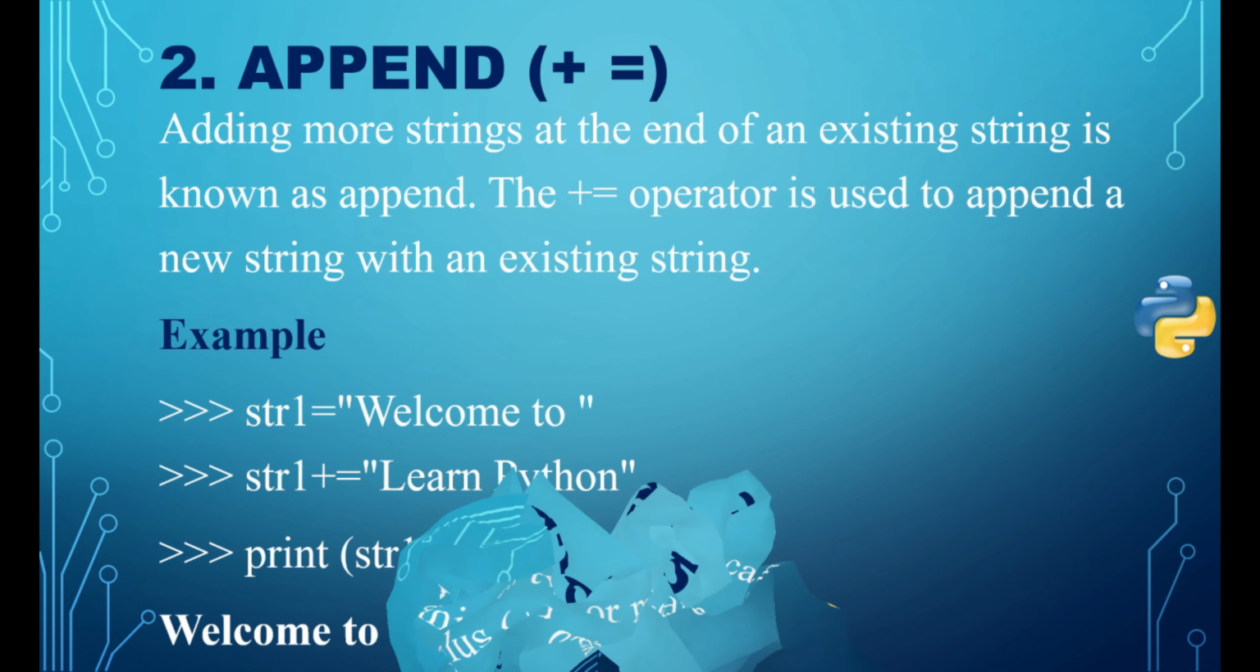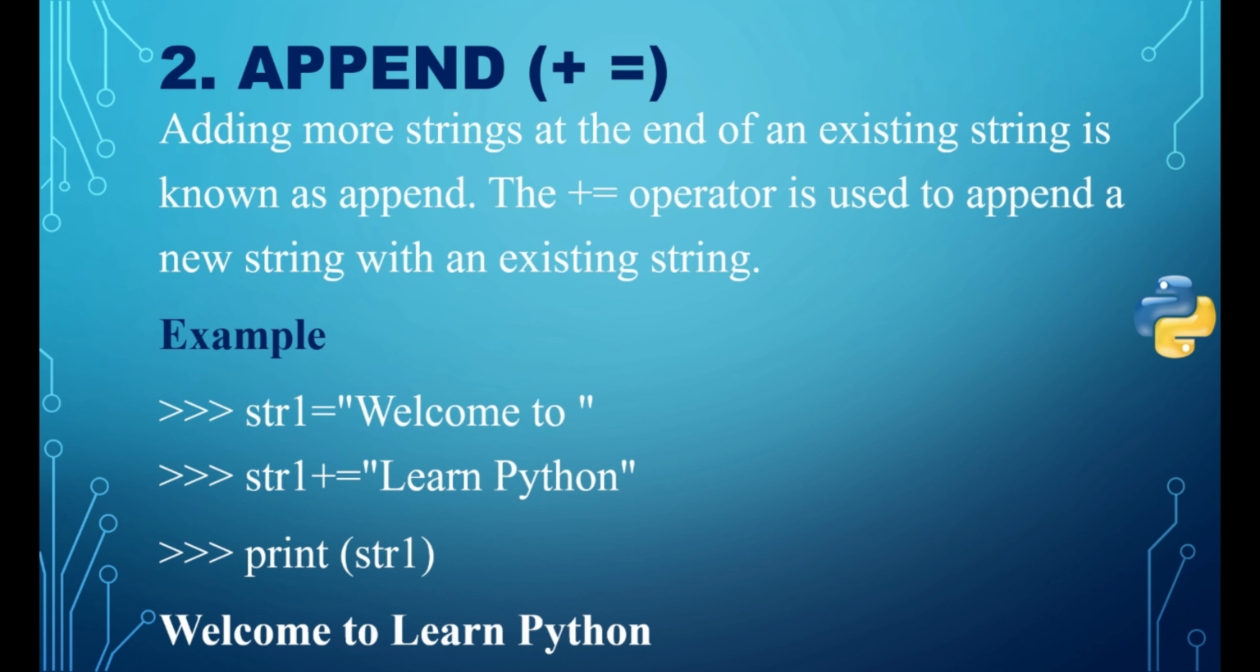Next, append. Adding more strings at the end of an existing string is known as append. The plus equal to operator is used to append a new string to an existing string. Simply, str1 equal to "welcome to", str1 plus equal to "learn Python". Now print str1. Why? Because only str1 was assigned. So the final result is "welcome to learn Python".